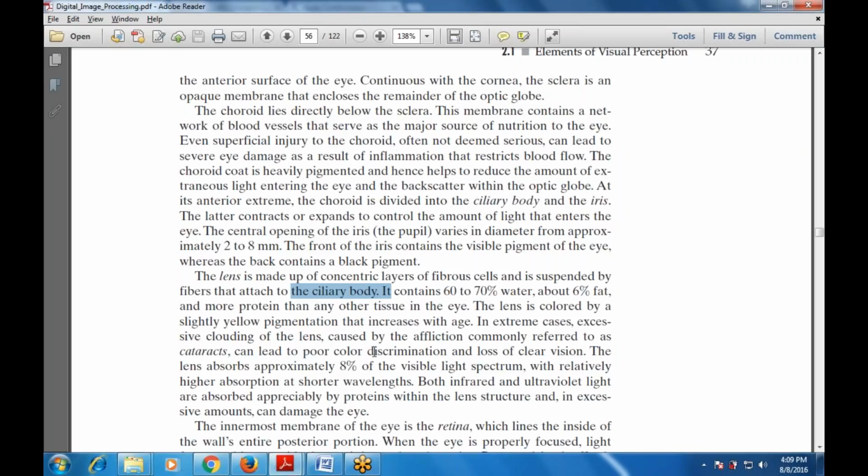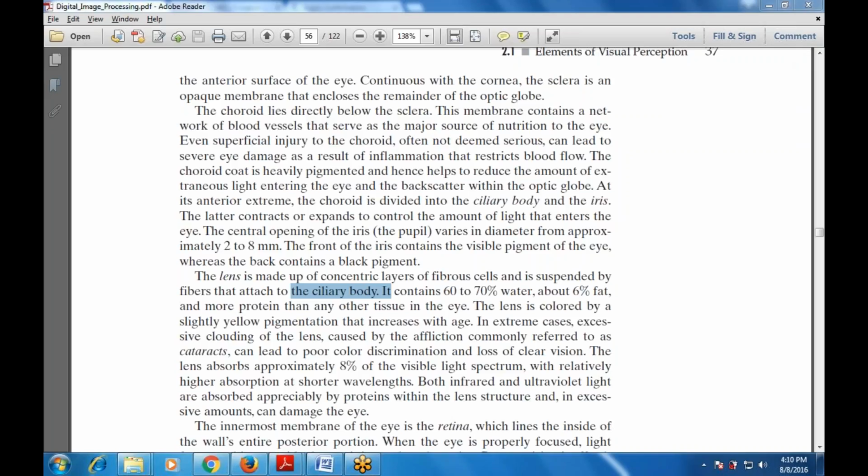There is a yellow pigmentation in the lens that increases with age. That means the eye's vision is reduced, or we can say the eye is not working well, not useful.